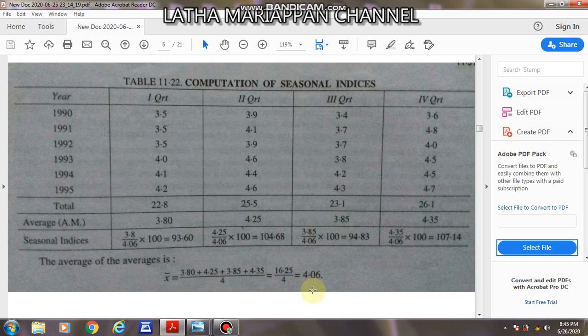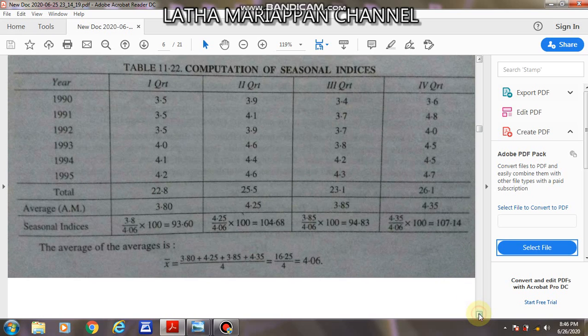Now this is the denominator. Out of 4.06, you have to find the seasonal index. So 3.8 upon 4.06 into 100. So you will get 93.60. Similarly, 4.25 divided by this value, the average of average we found, no, that value, into 100, you will get 104.68. And then for the other data also you have to follow the same method. So this is your simple average method.